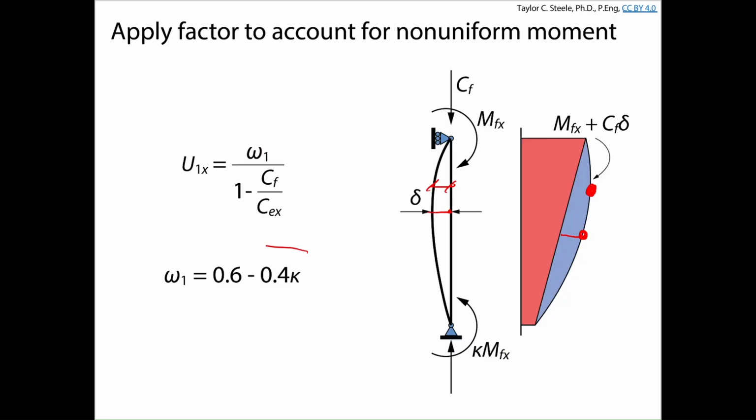And we're going to calculate omega-1 as 0.6 minus 0.4 kappa, again where kappa is the ratio of the two end moments, M1 over M2. Okay? And I believe that's, again, a negative value for single curvature, because if the moments are equal, we should get omega-1 as 1. So, because the moment diagram is different sometimes, that reduces the severity of the P delta effect, and we modify U1 with this omega-1 value.